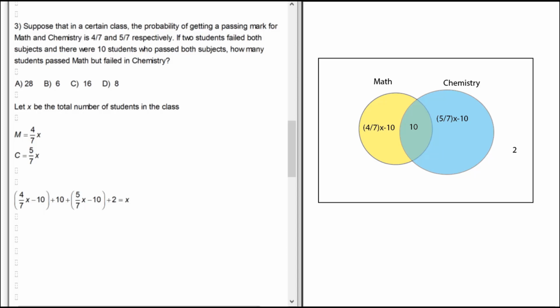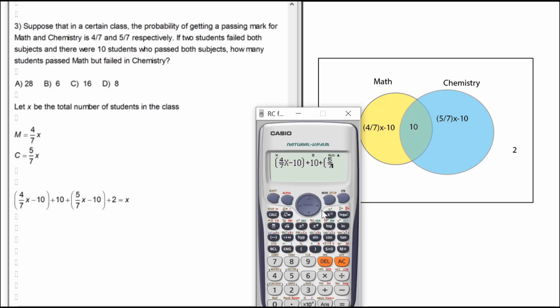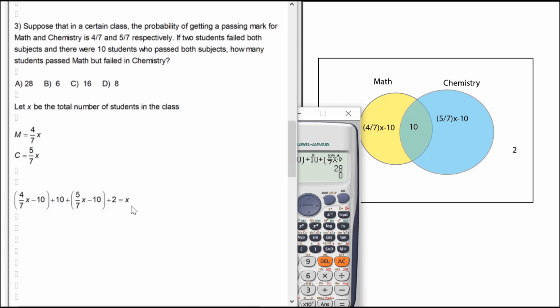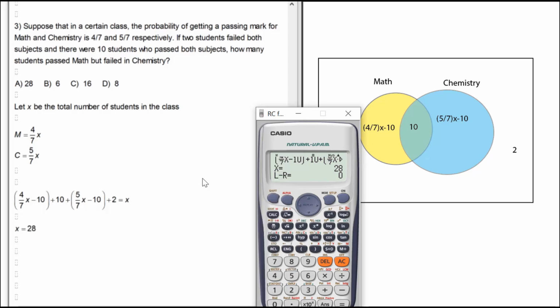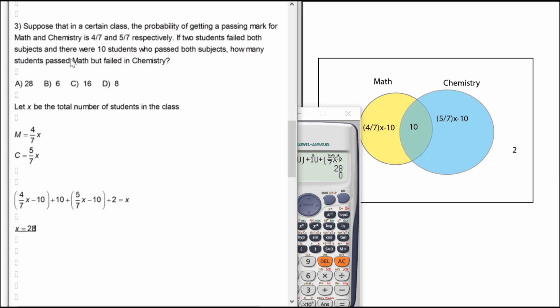And using our calculator and shift calc equals, now we get x equals 28. Therefore, there are 28 students in the class. But what we are looking for is the number of students who passed math but failed in chemistry. And where is that in the Venn diagram?